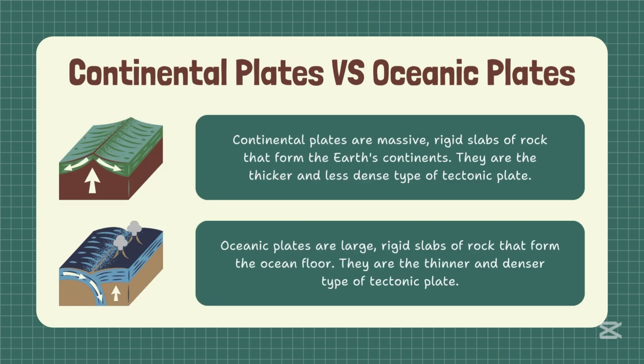Now, there are two main types of plate. The first one is continental plates. It forms the land or continents. They are thicker and made mostly of granite, which is lighter and less dense.